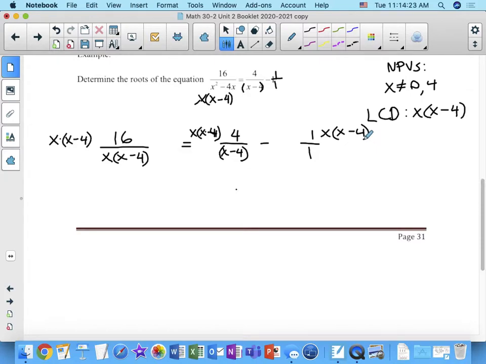So on the left side, what cancels from the denominator? What factors cancel? Both of them. Yeah, everything. The x cancels and the x minus 4 cancels. So these all cancel, and I'm left with 16. Okay. This term over here, the first one on the right side, what factors cancel?